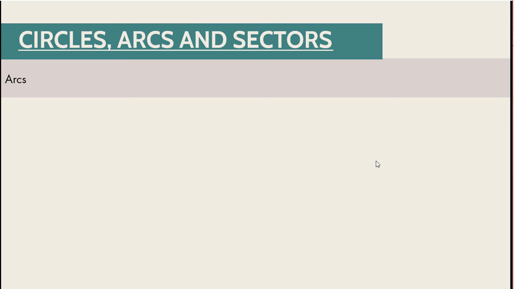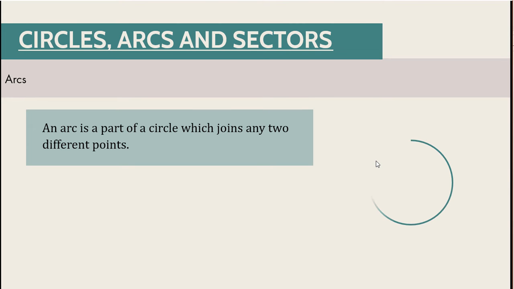Now, we come to the second concept, arcs. Here's the definition of an arc. An arc is a part of a circle which joins any two different points. Here on the circle, we take two different points A and B, and then the arc is a part of the circle that joins A and B together.